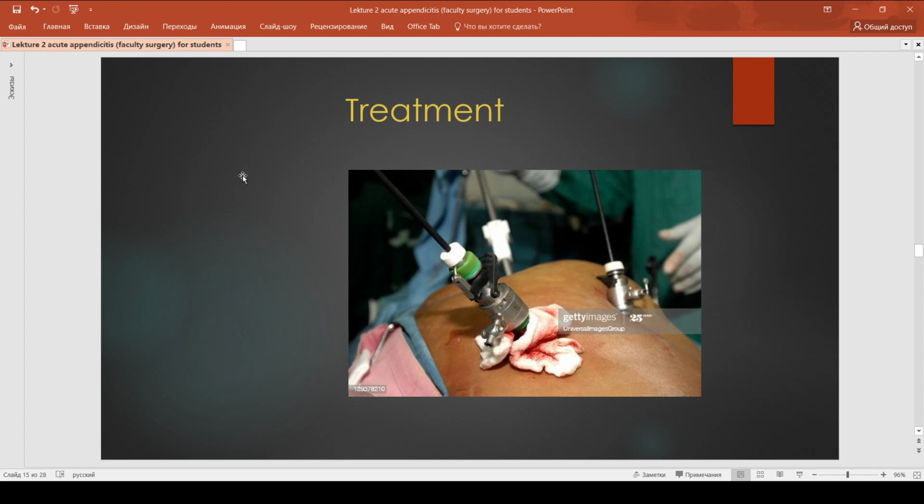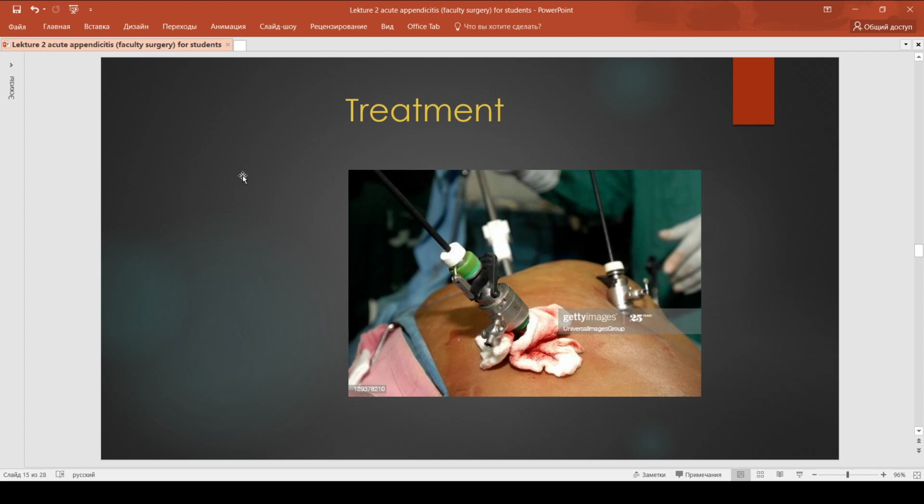So we didn't recognize this method as a valid decision in case of acute appendicitis. It's very important.